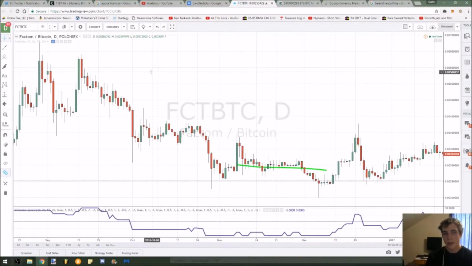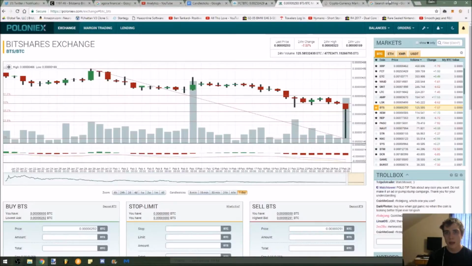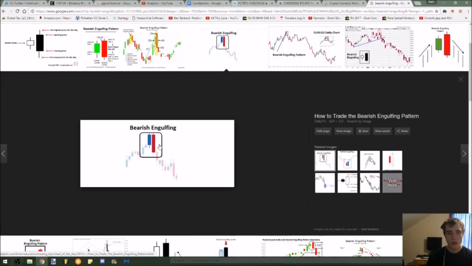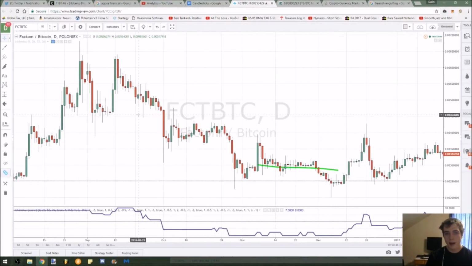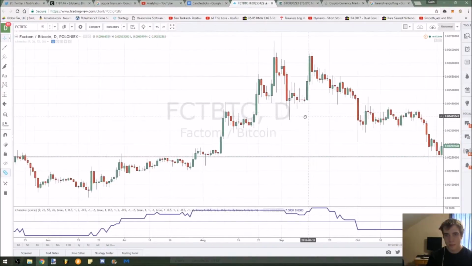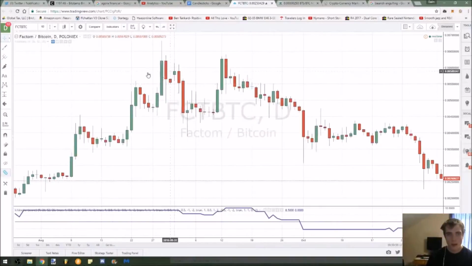But here is a prime example of basically just a big old sell signal inside of Factum. Now let me show you what this looks like. Candlesticks bearish engulfing. So here's a bearish engulfing candlestick. Now if we see, well, did Factum ever make a bearish engulfing candlestick? Let's find out. Here's a bearish engulfing candlestick.